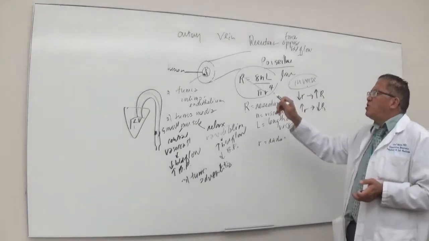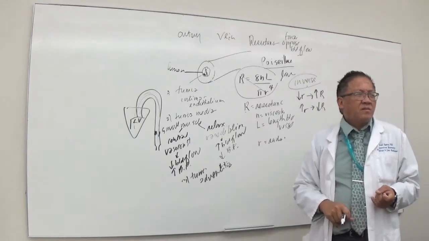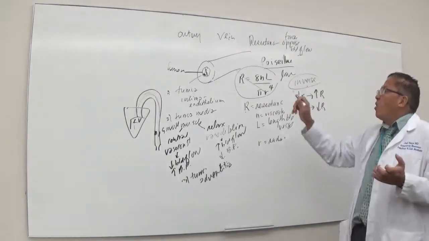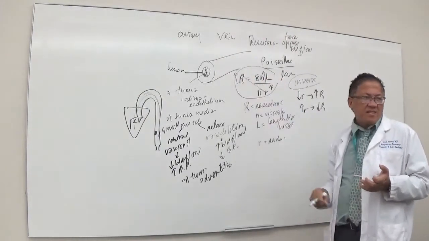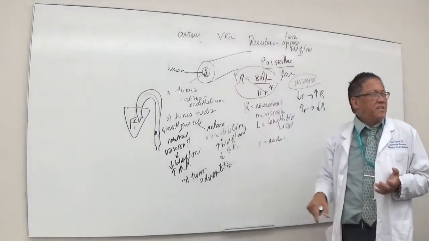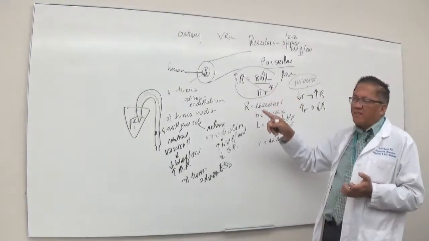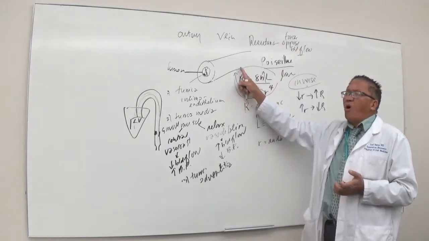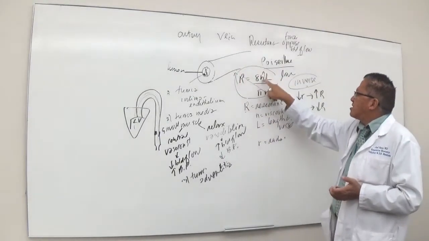What about the relationship between viscosity and resistance? Direct or inverse? Direct. In other words, when you increase viscosity, you increase resistance. If you lower viscosity, then you lower resistance to flow. What about length of the blood vessel? The longer the blood vessel, the more resistance you have. Because what is the relation between all these factors?